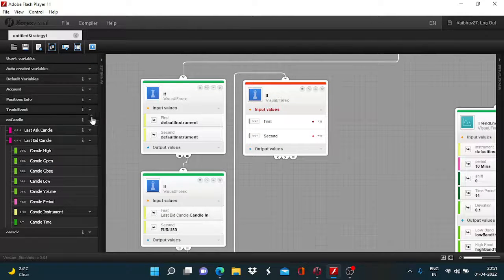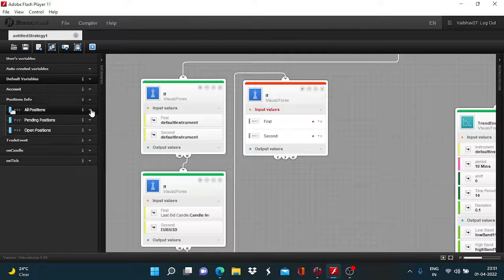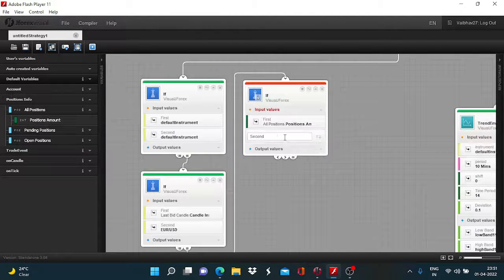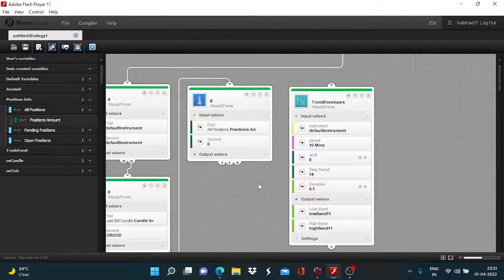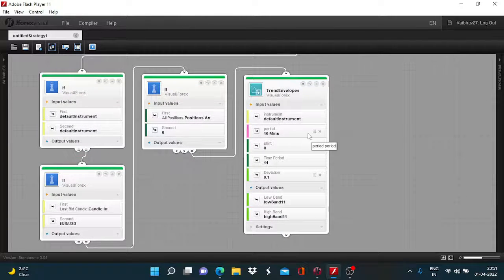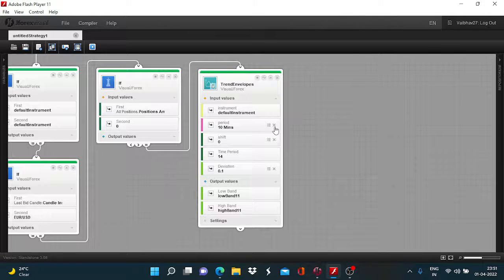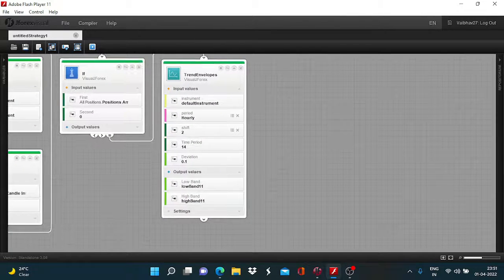Now we have to define the position info condition. All position amount should be equal to 0, and after that we bring in the trade envelope indicator. Now coming to candle period, this is 10 minutes, which I am going to change to hourly. The shift value needs to be changed to 2. These other parameters, the time period and the deviation, remain as per the default setup. We are not making any changes, and these output values then will be utilized.